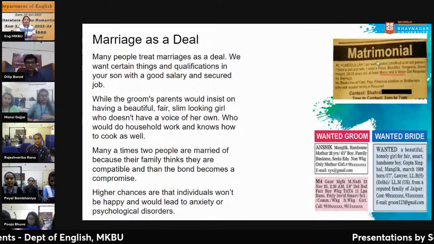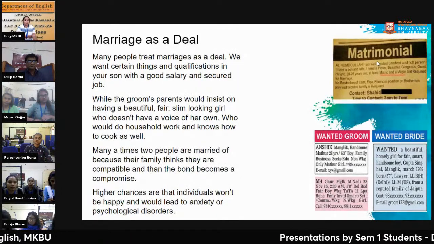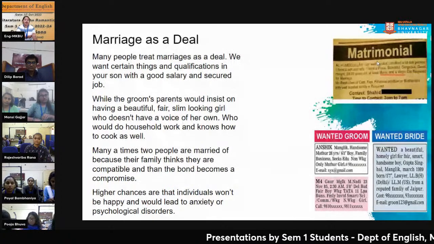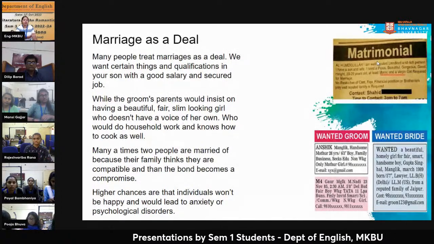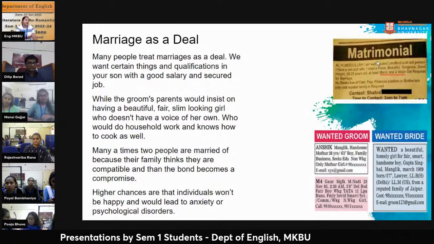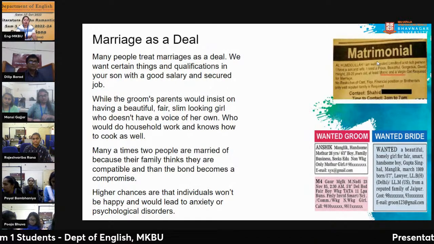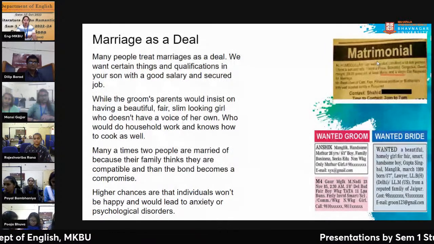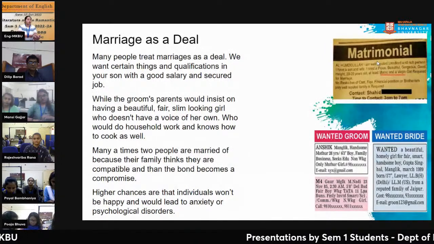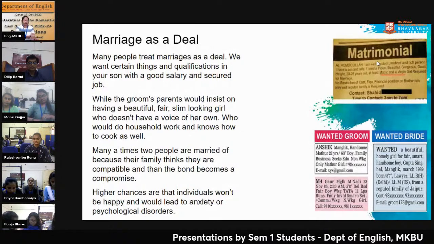Here I have also pasted some matrimonial ads. You can see that it is very much mentioned that a matric and a virgin girl is required for marriage, 20 to 25 years old. These are the specifications given. And even for the groom, like, wanted a beautiful homely girl and everything. So this is very problematic.